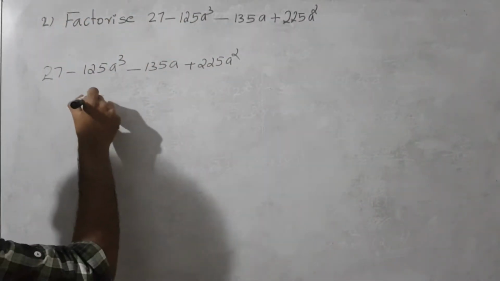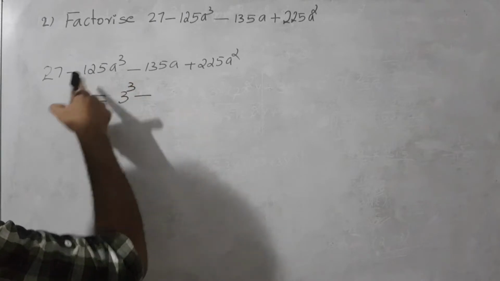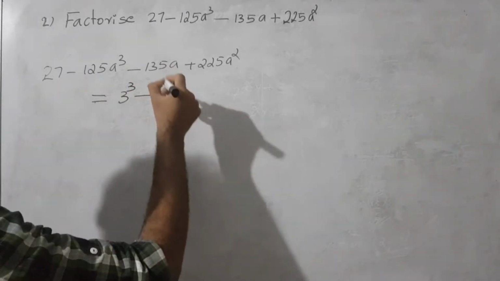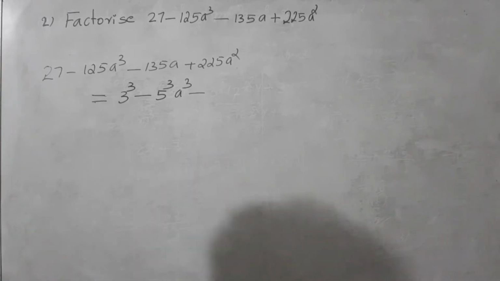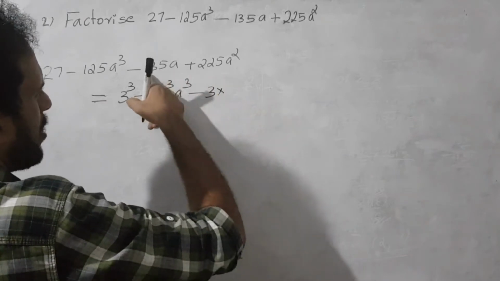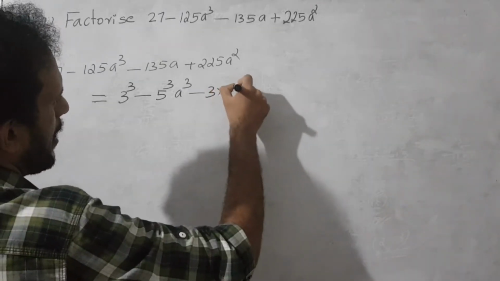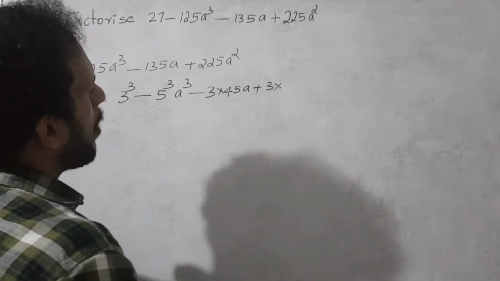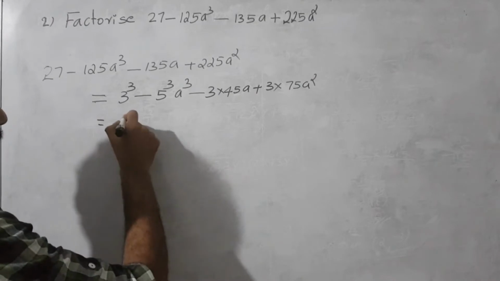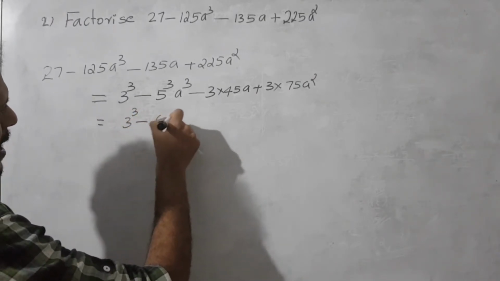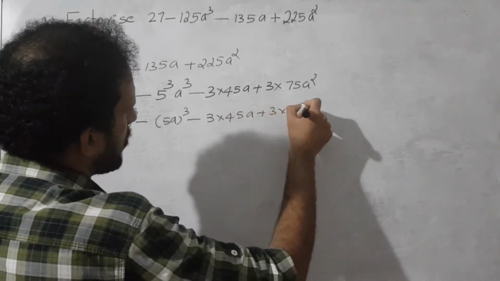It is equal to, we convert the first term completely in the form of cubes. 27 is the cube of 3. 3 cube minus, how to write 125? 125 is 5 cube, so (5a) cube minus. It's not necessary to write as the product of 3, but if you write it, that is better: 3 into 135, 135 as the product of 3, that one is 45a, plus 3 into 225, 225 as the product of 3, that is 75a square. So this is equal to 3 cube minus (5a) whole cube minus 3 into 45a plus 3 into 75a square.